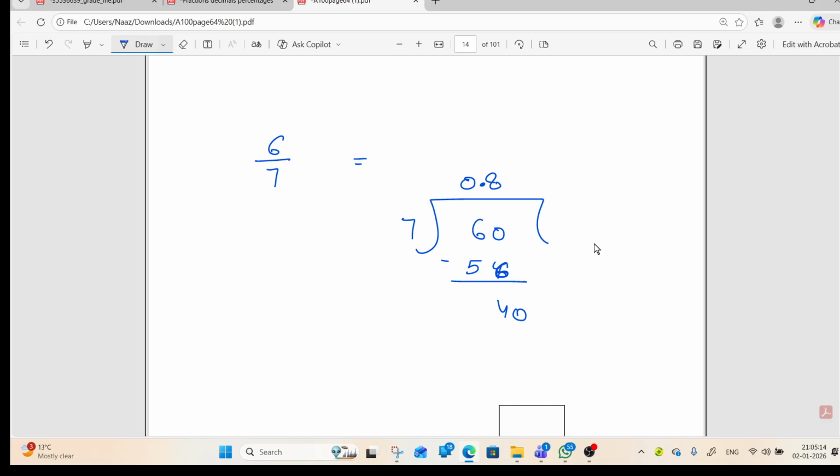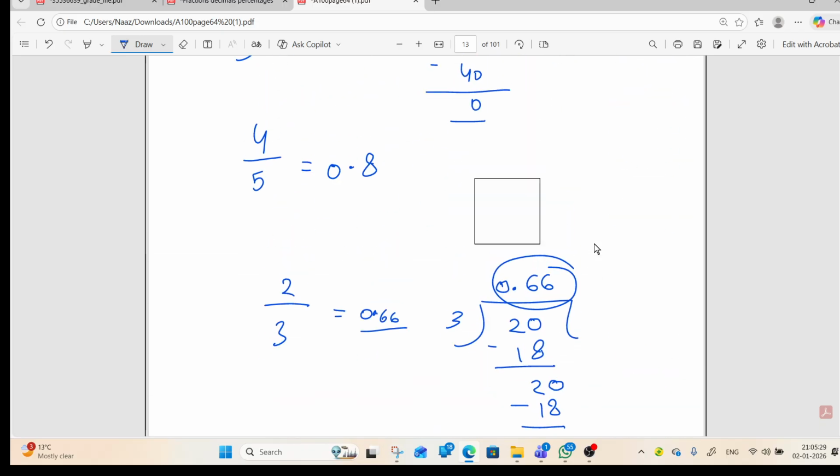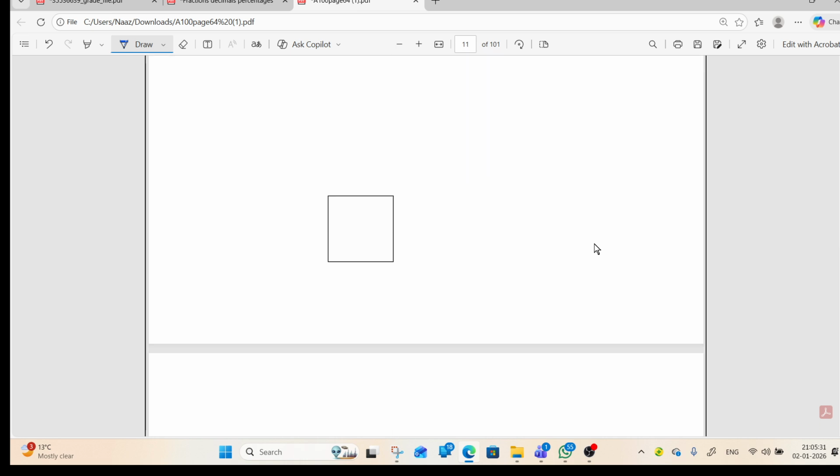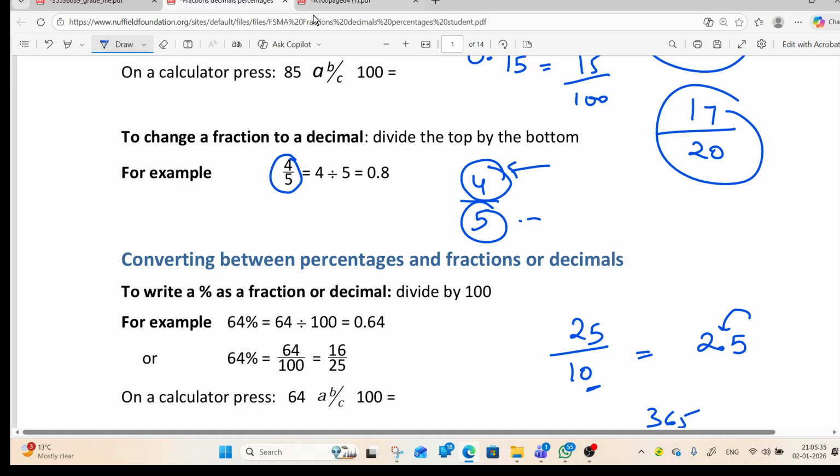35. Yes, 7 times 5 is 35. Then we get 5 remainder. So my answer is 0.85. Did you get it? Yes. Very good. So that's how we can convert any fraction into decimals. Clear?